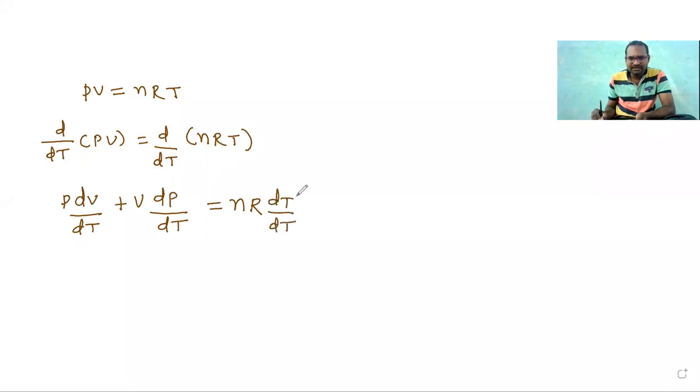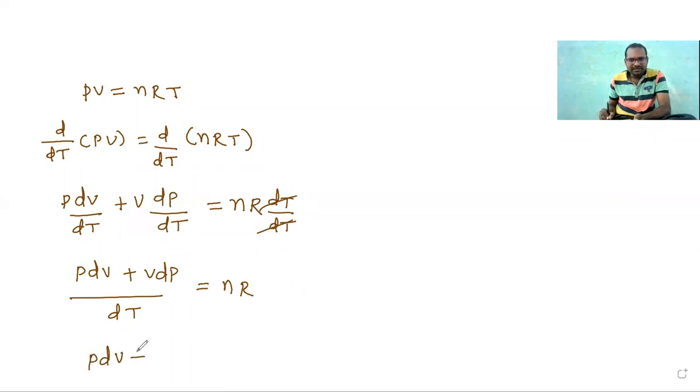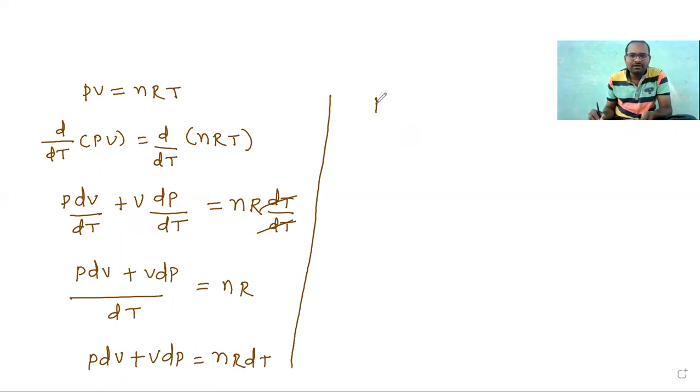Let us write this. dT by dT cancels again. So it can be written as PdV plus VdP, divided by dT, and taking common, is equal to what? NR. Now send this to that side. You'll get PdV plus VdP is equal to NR dT. Clear? Yes. Now see this equation: we have got PdV plus VdP is equal to NR dT.